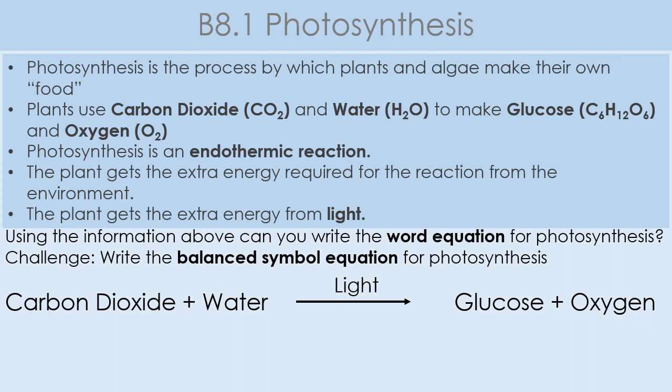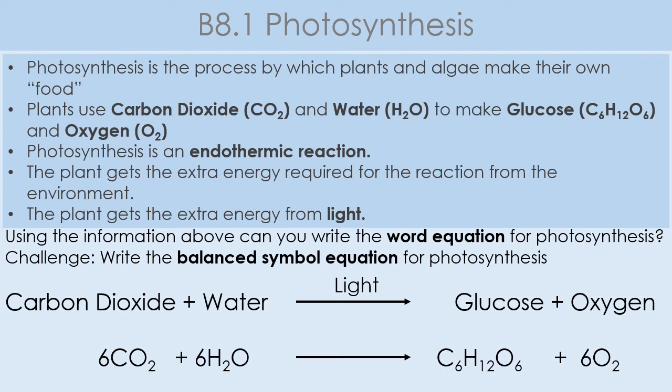And for writing our balanced symbol equation, we've got 6 CO2 plus 6 H2O goes to C6H12O6 plus 6 O2. Again, we need light to make it happen, so we write light over our arrow. Now, try and learn these equations off by heart so that you know them. Once we come on to respiration, you will find that the equations are very, very similar. Once you know it one way, it's very, very easy to know it the other way.